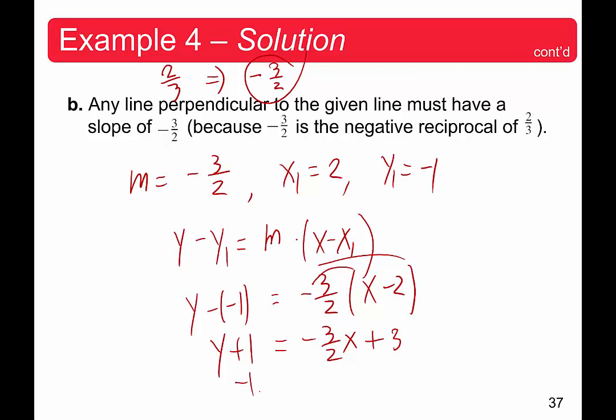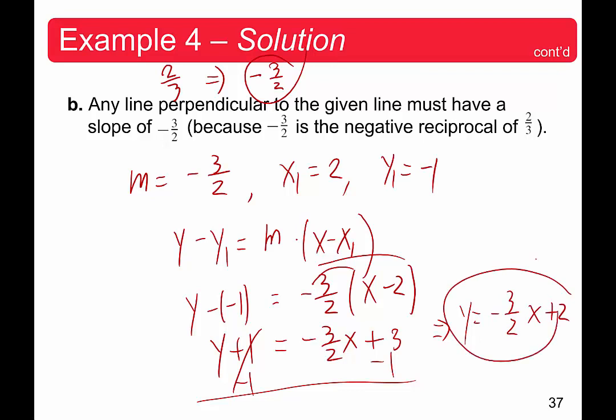Now we subtract 1 from both sides of the equation, and again the equation for the perpendicular line is -3/2 x plus 2. We'll call this the equation of the perpendicular line. Okay.